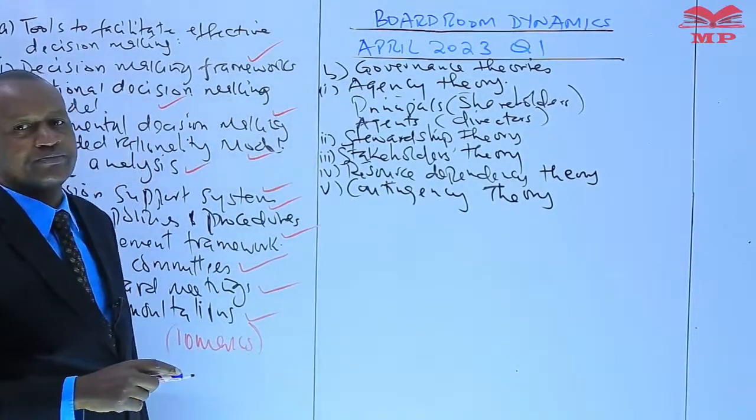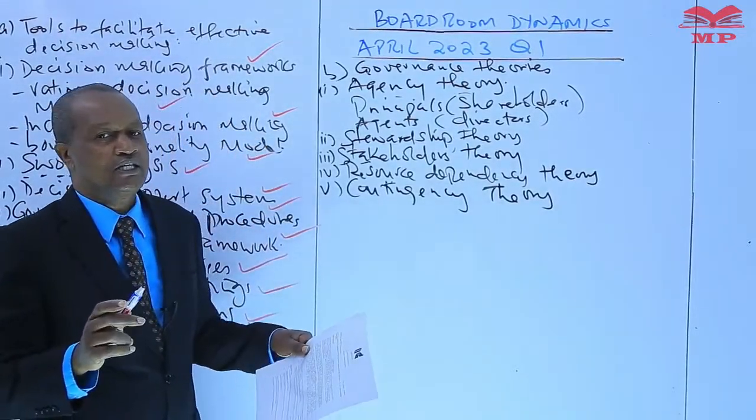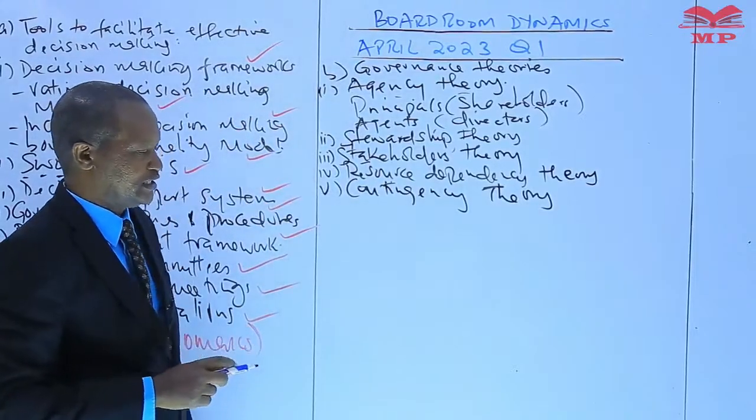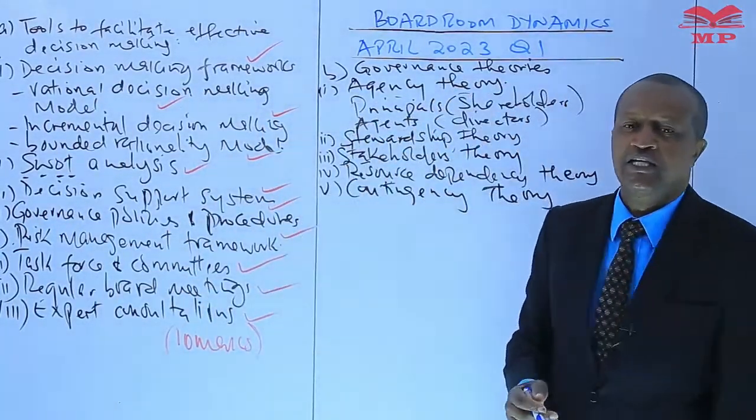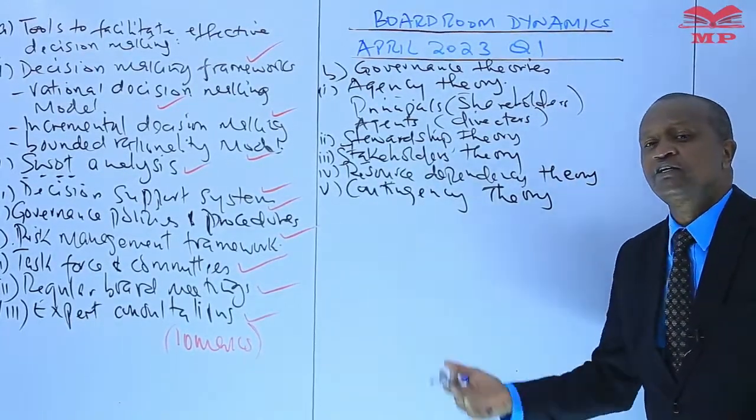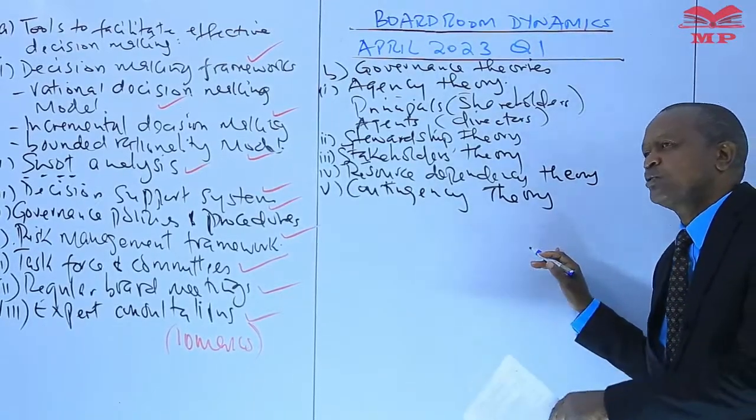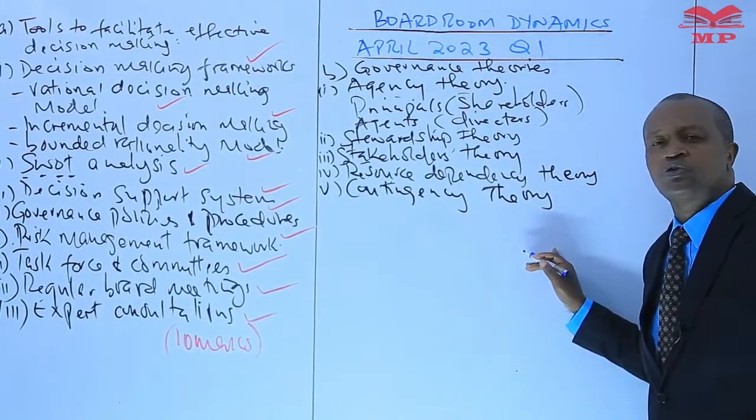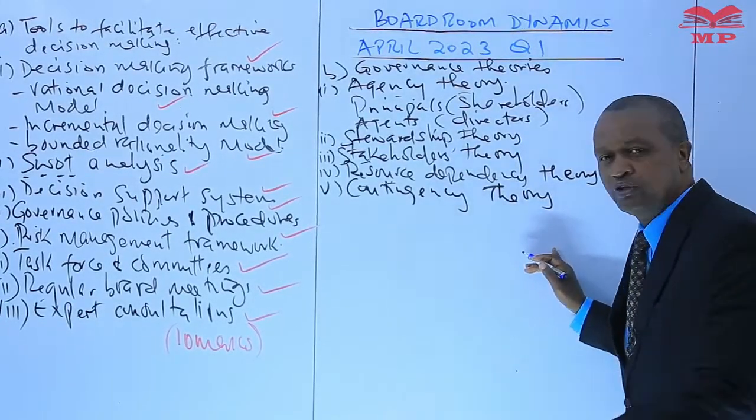Contingency theory suggests that there is no one-size-fits-all approach to governance. And the most effective governance structure depends on the specific circumstances of the organization. There is no one approach that fits all or that can be applied in all situations.